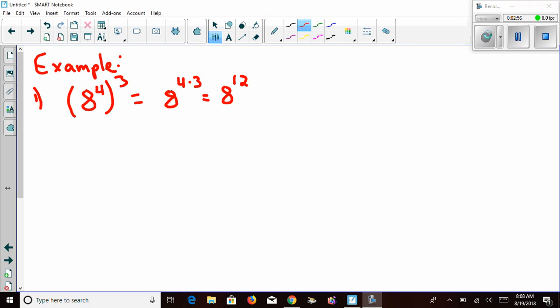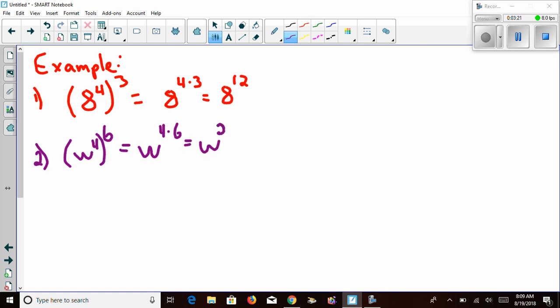All right, next example. W to the fourth, to the sixth power. Power of a power tells me that it will become W to the 4 times 6, giving me W to the 24th. Now we're going to go with one slightly bigger.